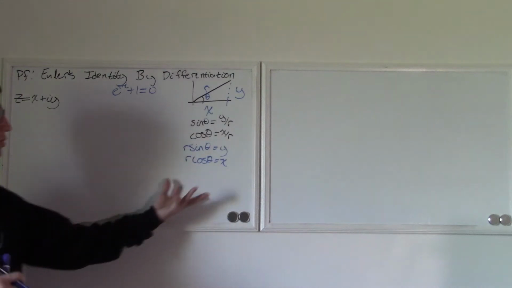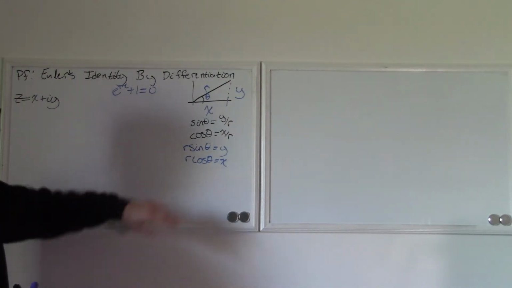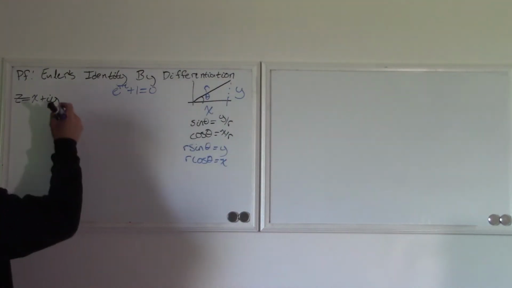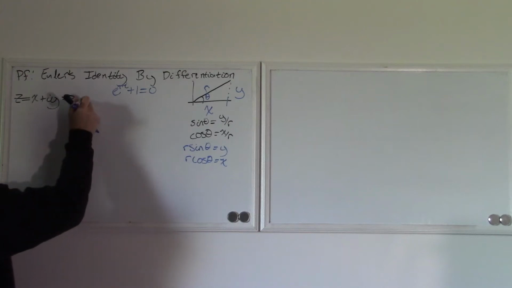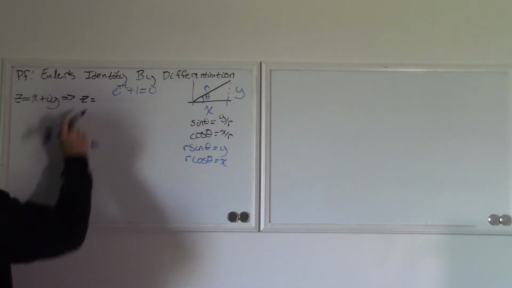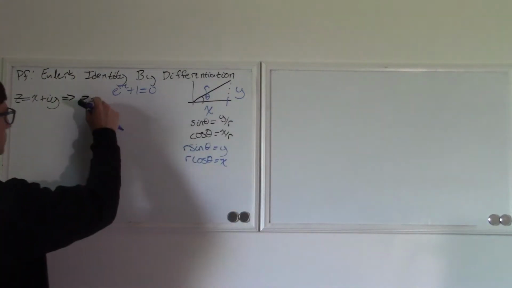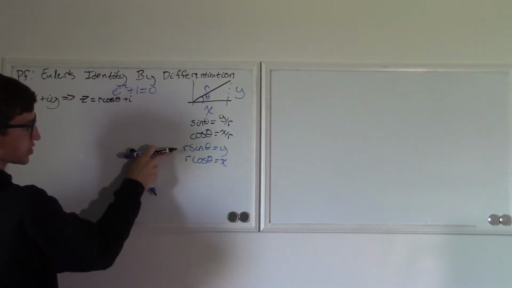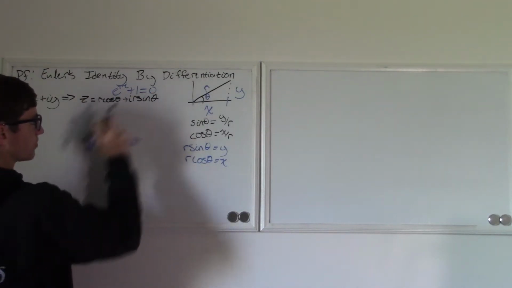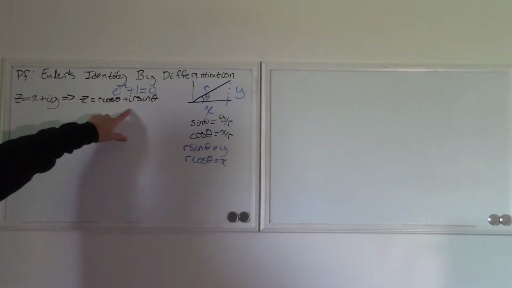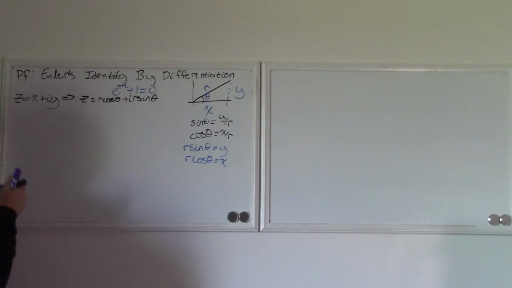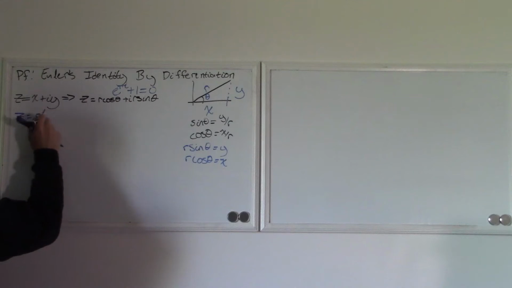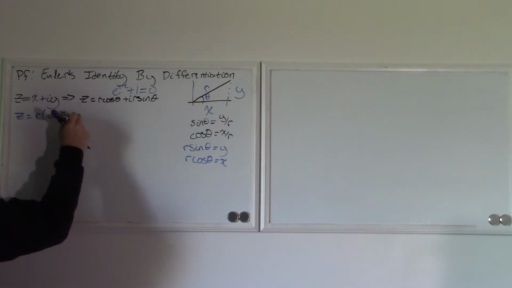And why are we doing that? Well, we're doing this so that we can substitute r cosine theta and r sine theta in for x and y here. We can say that any complex number z can be written as x, which is r cosine theta, plus i times y, which is r sine theta. Now we can factor out an r from both, and any complex number z can be written as r times cosine theta plus i sine theta.